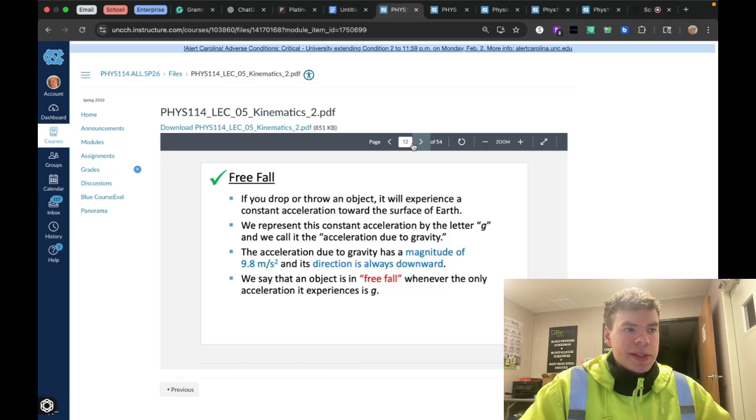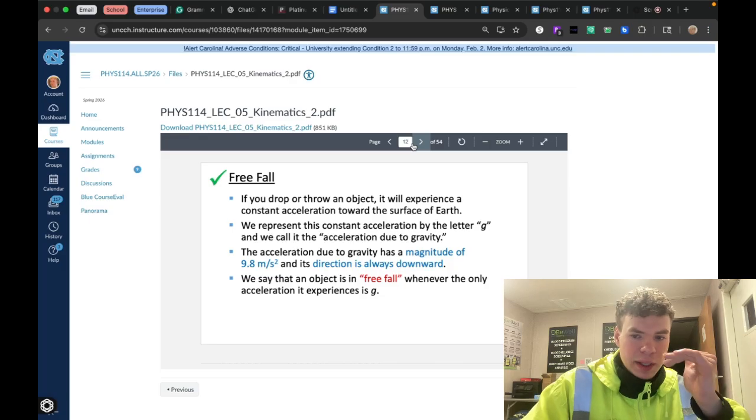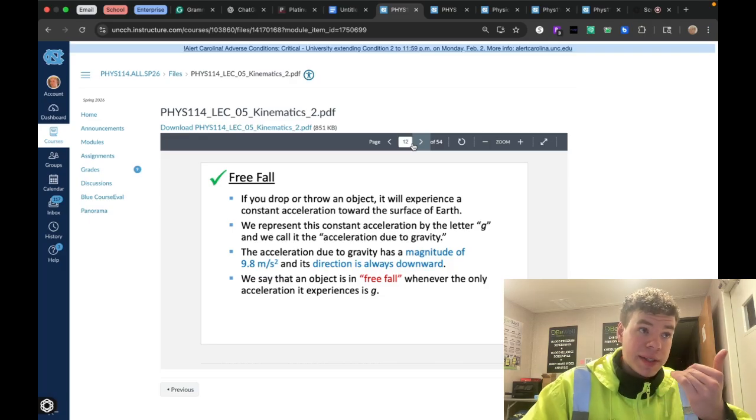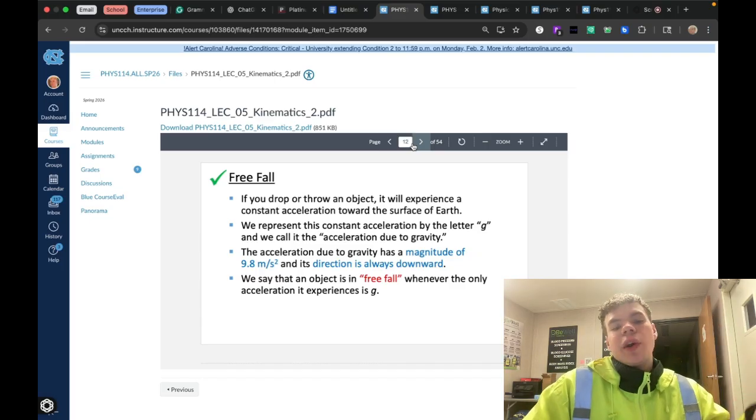But on Earth, say if you drop a water bottle, after 1 second of the object being in free fall, it's moving at 9.8 meters per second. So for every second that it continues to drop, that's how much it accelerates. After 1 second, it's at 9.8 meters per second. 2 seconds, its velocity is at 19.6. After 3 seconds, on Earth, it's at 29.4, right? So that's the acceleration due to gravity on Earth.